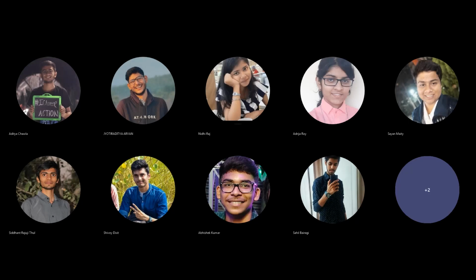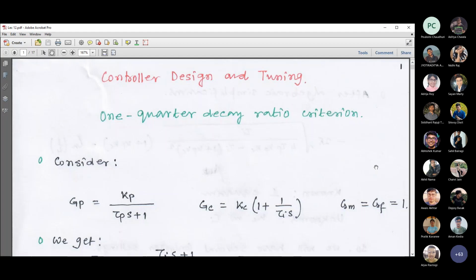So there are several methods we will discuss one by one. Let us start from this 1/4 decay ratio criteria. Let us first discuss this 1/4 decay ratio criteria, which is typically used for controller tuning.